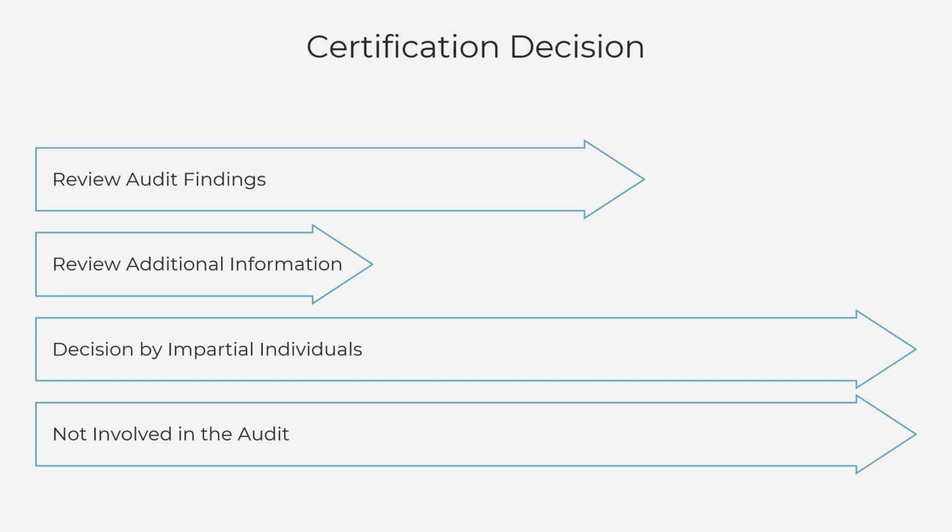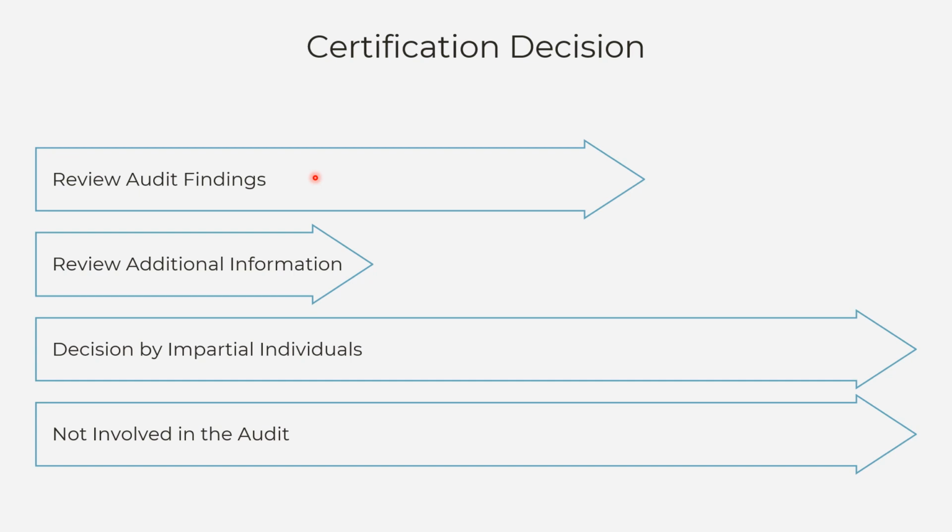After the audit process is complete, we arrive at a crucial step, the certification decision. This is where the fate of the audit is finalized, and it's done in several key stages to ensure fairness and accuracy. Firstly, there's the review of audit findings. This step is about taking a comprehensive look at the results of the audit.